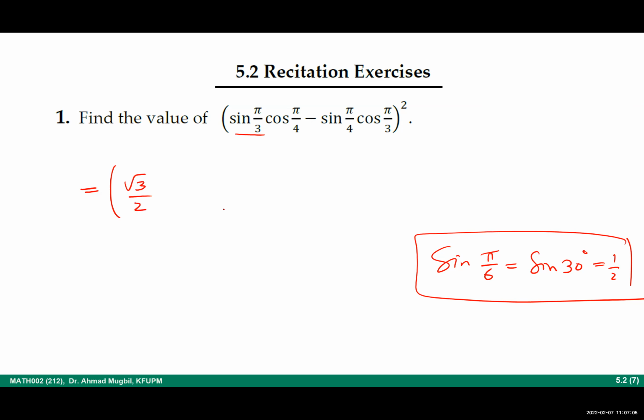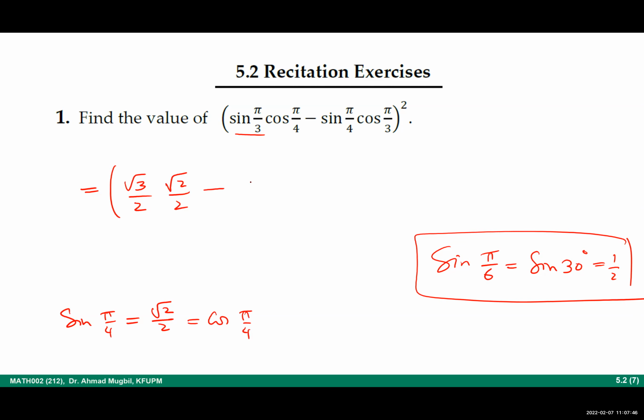What is cosine pi over 4? Next one, please. Cosine pi over 4. This is the easier one to be memorized, inshallah. Pi over 4, which is 45 degrees, it is the only angle in the first quadrant that they are the same. Both of them are the same. The sine and the cosine are the same. Sine pi over 4, it is the same as cosine pi over 4. Both of them are square root of 2 over 2. So we have here square root of 2 over 2.